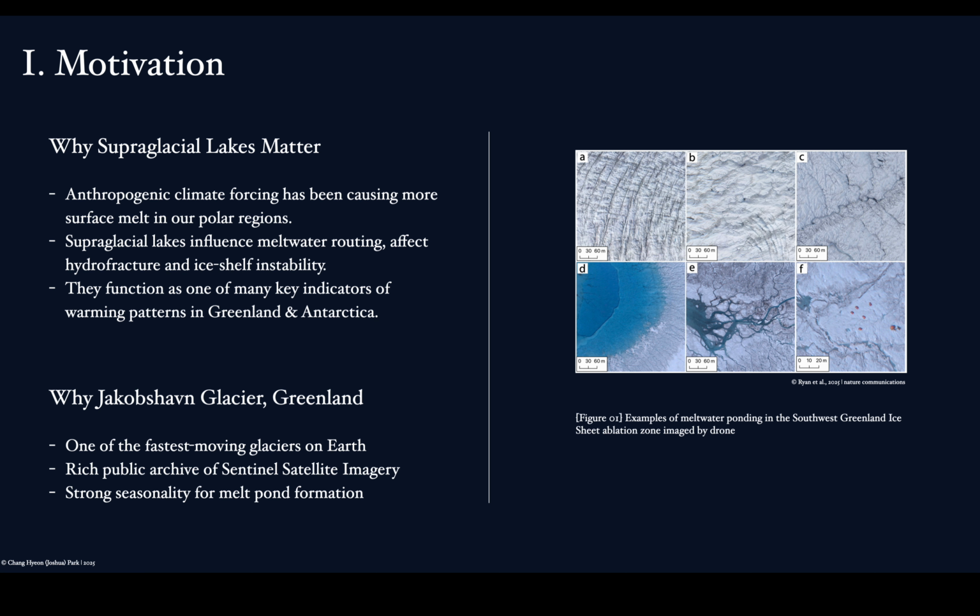So I want to talk a little bit about motivation, but before I do so, the figure on the right is from a Nature Communications paper published by Johnny Ryan and collaborators of many different examples of meltwater ponding in the southwest Greenland region. Supraglacial lakes matter because anthropogenic climate forcing has been causing more surface melt in our polar regions lately. And these lakes influence meltwater routing, affect hydrofracture and ice shelf instability, and they function as one of many key indicators of warming patterns in Greenland and Antarctica.